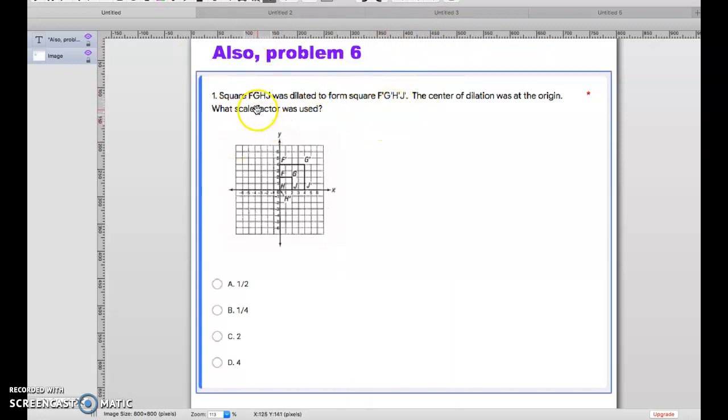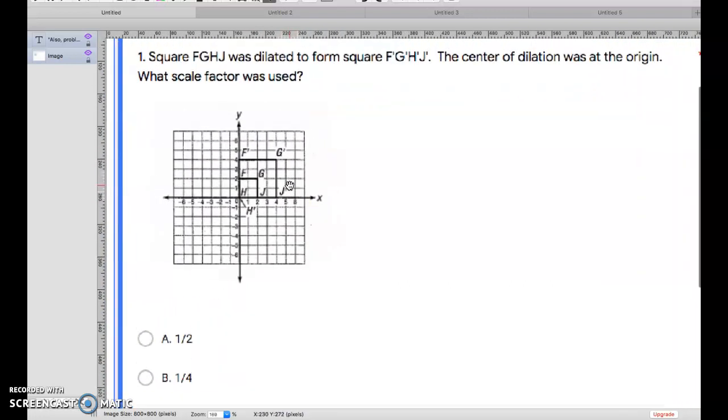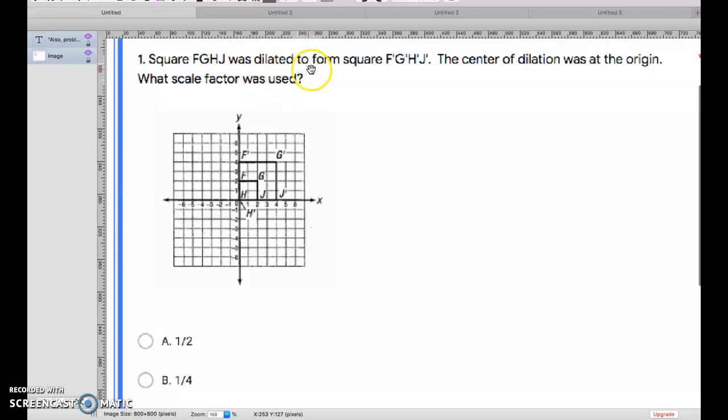So problem 1, square FGHJ. That's this, I know it's pretty blurry. This small square in the middle was dilated to form square F prime, G prime, H prime, J prime, the big square. The center of dilation was at the origin. What scale factor was used?